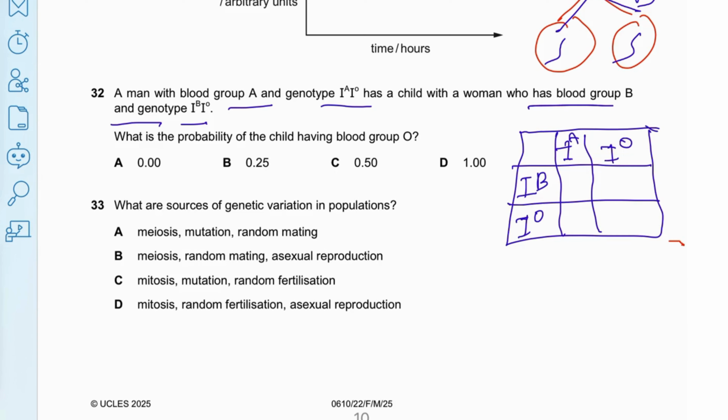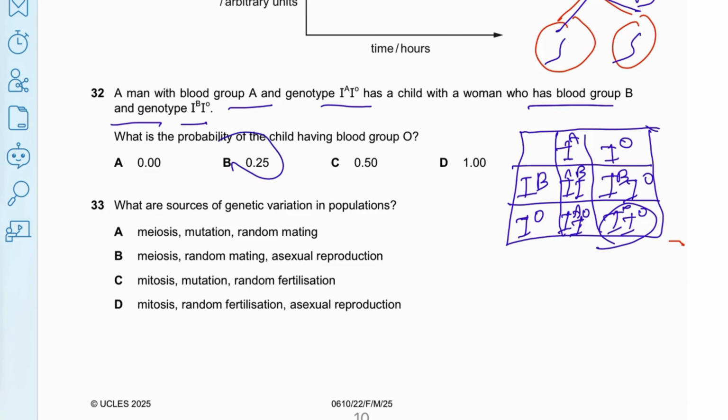First one will be blood group AB. Second one will be blood group A. This one will be blood group B. This one will be blood group O. So what is the probability of a child having blood group O? Is it 0, 0.25, 0.50? It's 0.25.